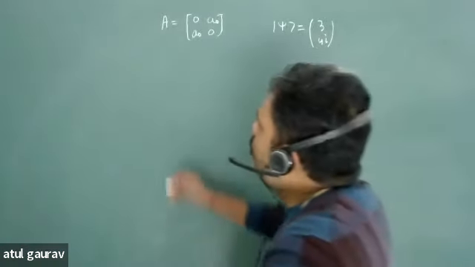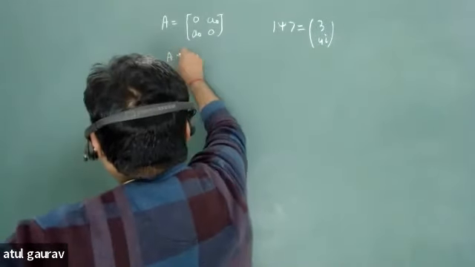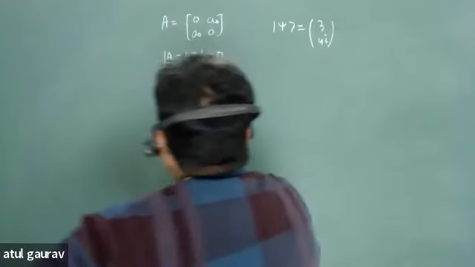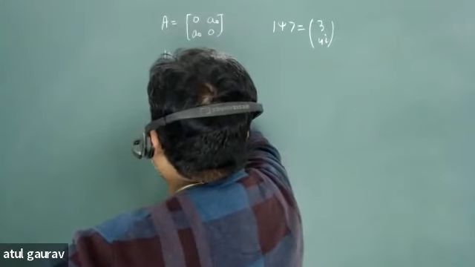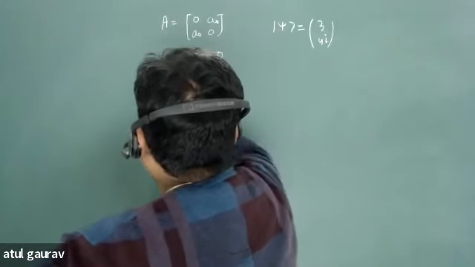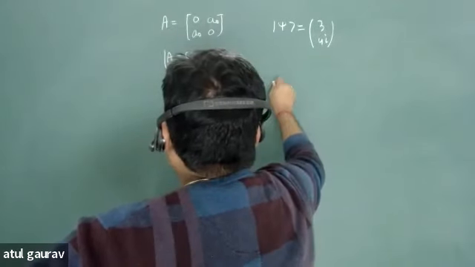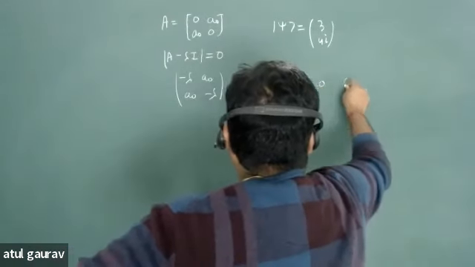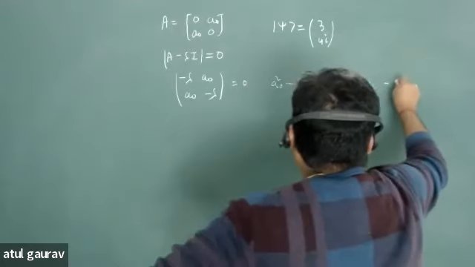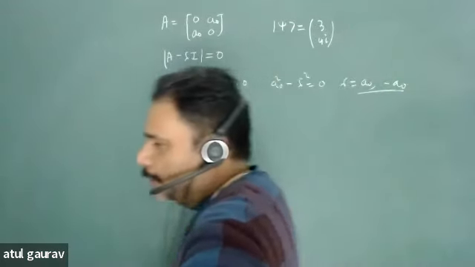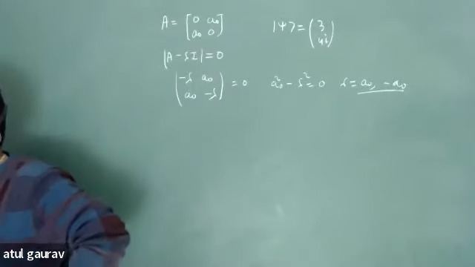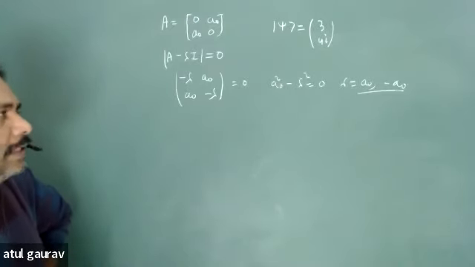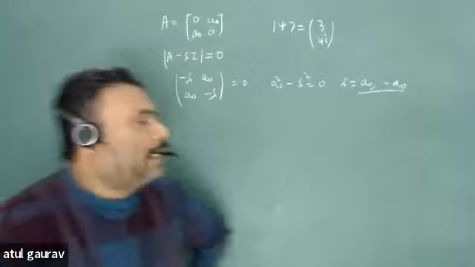So what will be your eigenvalues? So you have to solve the characteristic equation. A minus lambda I must be equal to 0. So you have minus lambda, a naught, a naught, minus lambda, that must be equal to 0. So a naught square minus lambda square is equal to 0. So lambda is equal to a naught and minus a naught. So what will be the measurement? मेजरमेंट क्या होगा? Either A0 or minus A0. Now these are your eigenvalues.